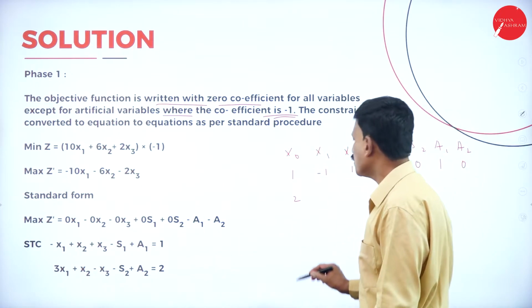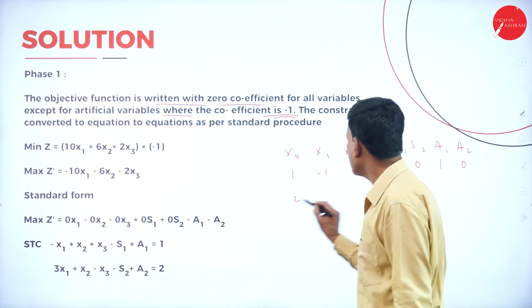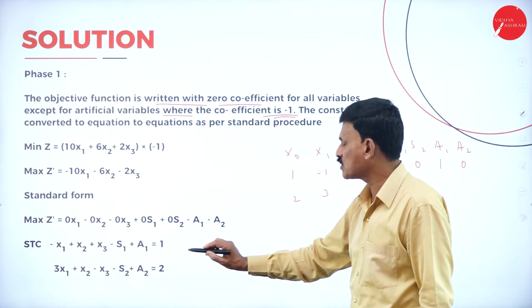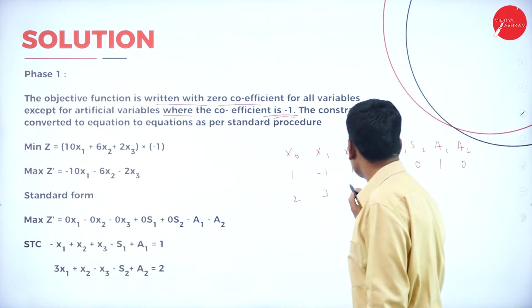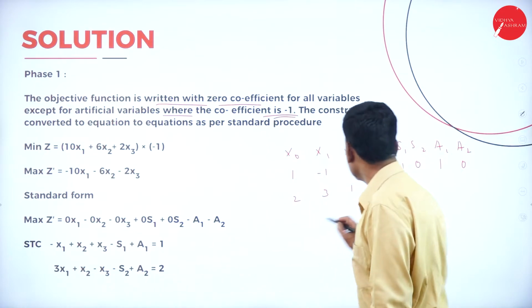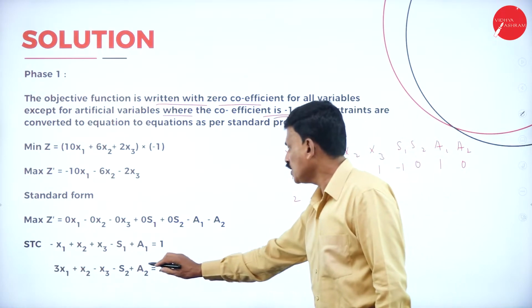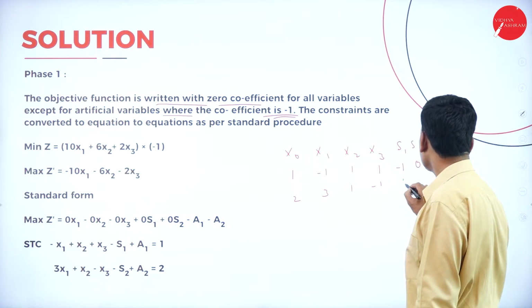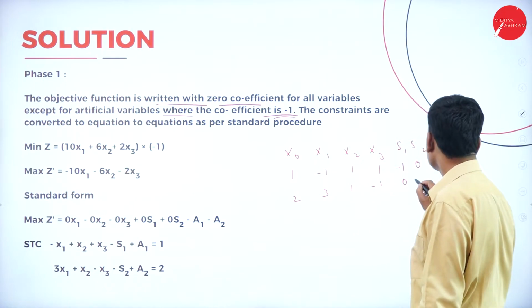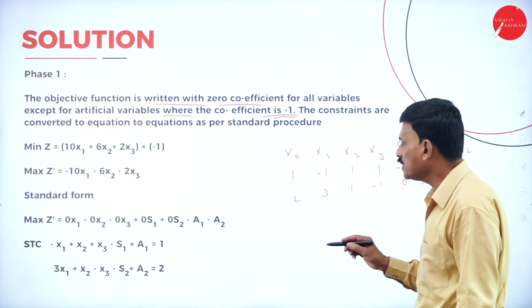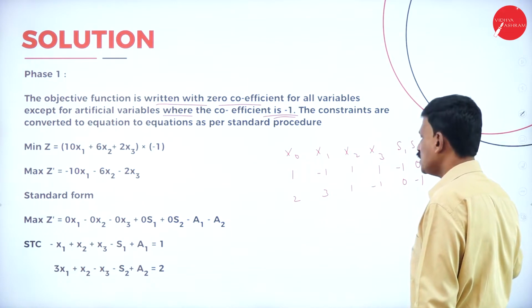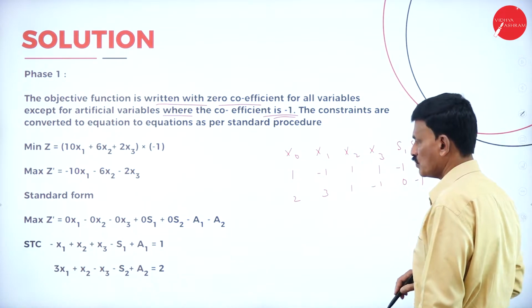Again for the second equation, x0 is 2, the coefficient of x1 is 3, x2 is 1, and the coefficient of x3 is -1. s1 is not there, s1 is 0, s2 is -1, a1 is 0, and the a2 coefficient is 1.